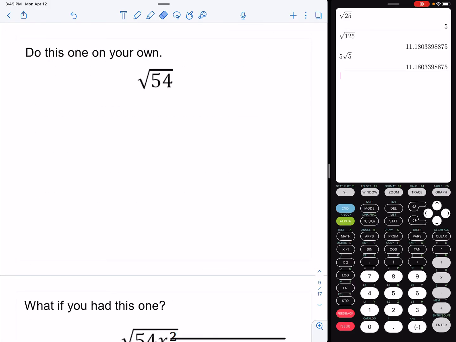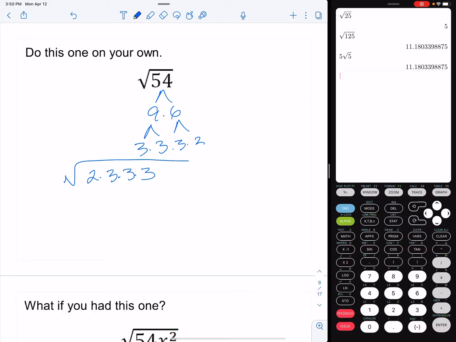So let's take a look at this next number here, the square root of 54. So the first thing that we're going to do is break that 54 down. Now we know 54 breaks into 9 times 6. So this 9 is going to continue to break down into 3 times 3. The 6 is going to break down into 3 times 2. So underneath my radical, what I really have is 2 times 3 times 3 times 3. Okay, so that is the square root of 54. That's what it breaks down into.